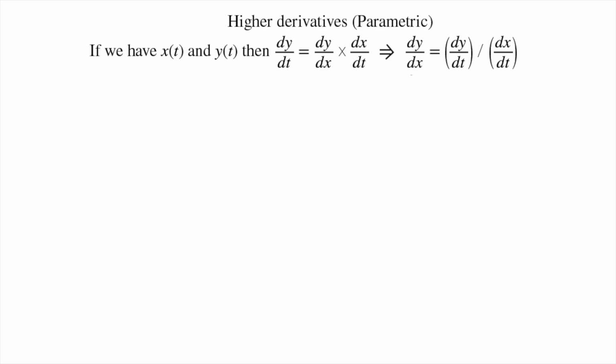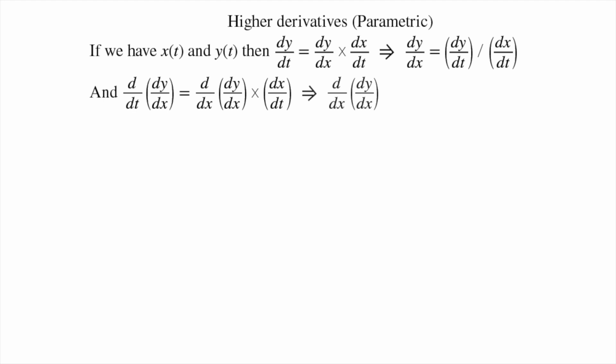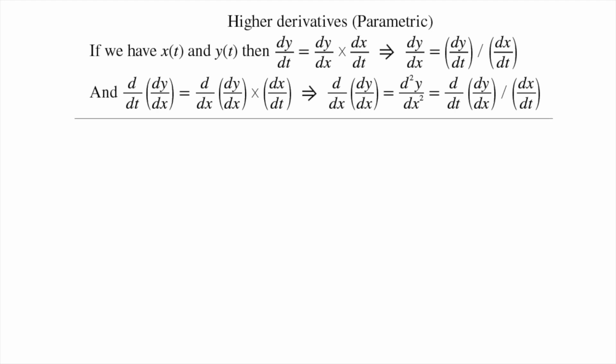Basically, we apply this formula but replace y with dy by dx, so the formula becomes d by dt of dy by dx is equal to d by dx of dy by dx times dx by dt. So, by rearranging as we did above, we obtain that d by dx of dy by dx, which is just d2y by dx squared, equals d by dt of dy by dx divided by dx by dt. Let's put that derivation into practice and actually solve an example.